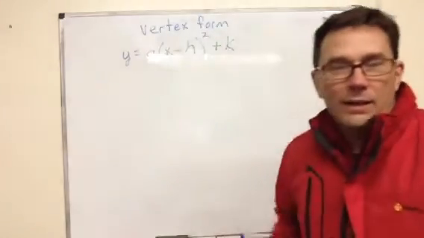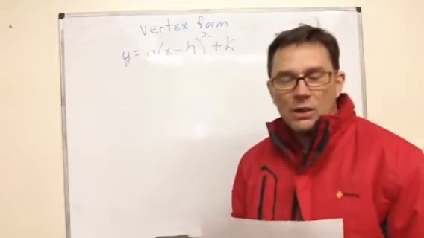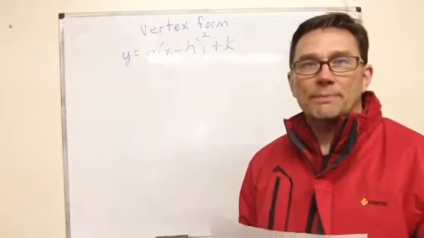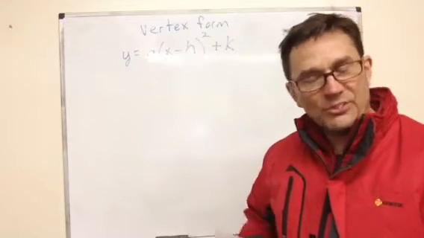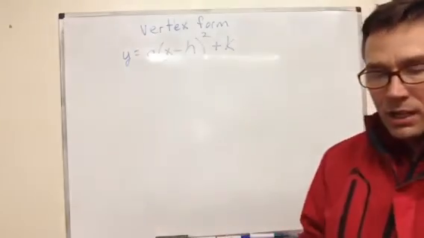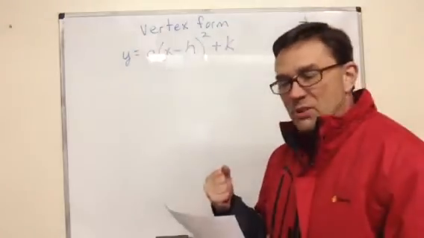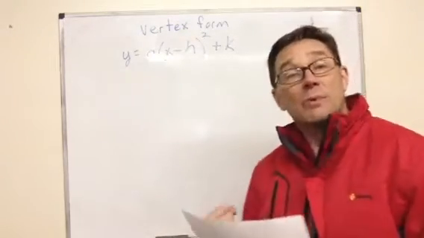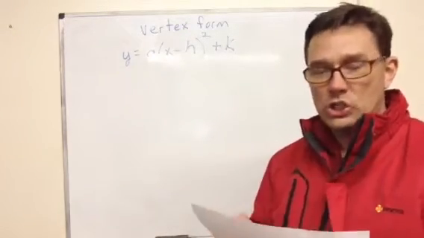Welcome back. Today we're going to be talking about the vertex form of a quadratic equation and how to graph it, and how we start looking at graphing the parabola that's created. From this we're going to be able to identify the vertex, the axis of symmetry, whether it's a maximum or minimum point, and the range.